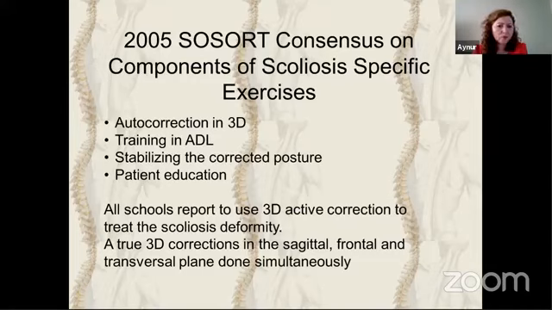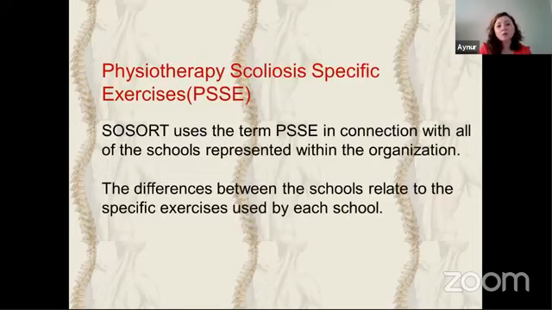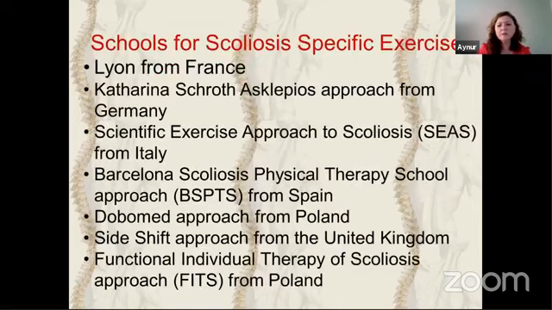All schools report to use three-dimensional active correction to treat scoliosis deformity. A true three-dimensional correction in the sagittal, frontal, and transversal plane is done simultaneously. SOSORT uses the term physiotherapy scoliosis specific exercise in connection with all of the schools represented within the organization. The differences between the schools relate to the specific exercises used by each school. Now you can see the schools for scoliosis specific exercise.